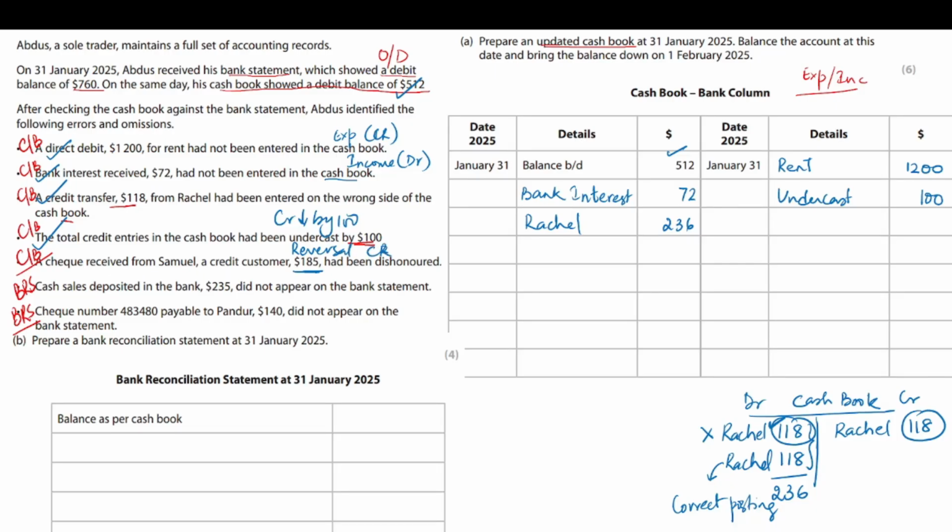Earlier the check was received, so we debited the cash book. Now it is dishonored, so we credit, and we write here, Samuel, dishonor of check. This amount is 185. So all the cash book entries have been passed. So we will total now.